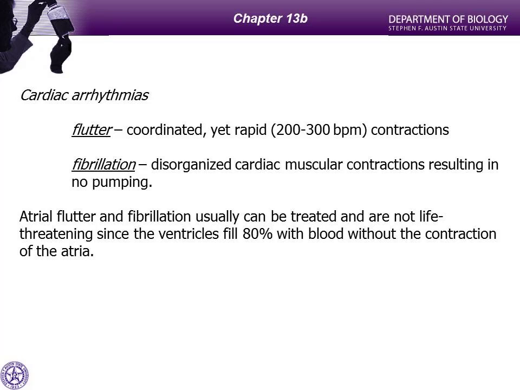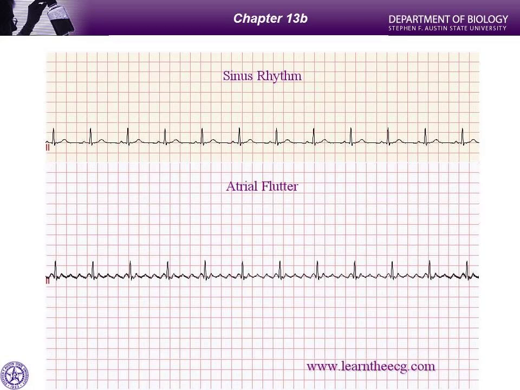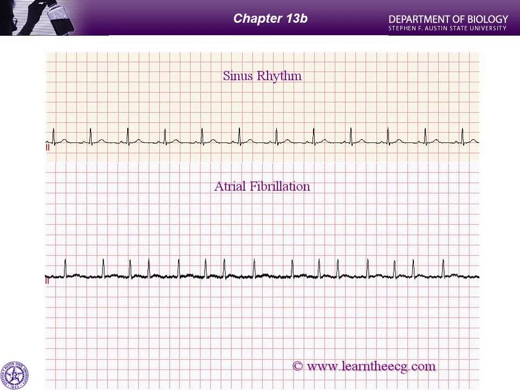Now again, if it happens in the atrium, it's kind of no big deal. Because again, the atrium's not doing that much work. And so here is an atrial flutter. And you can see all of those P waves. It's almost difficult to find the T in with all of those. Look at the atrial fibrillation. Man, the atria is just quivering.